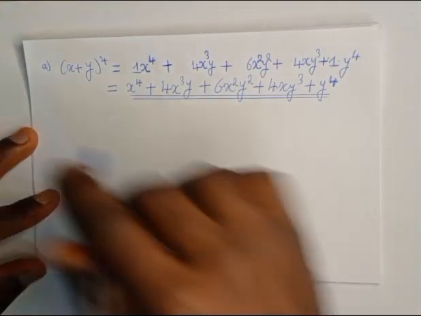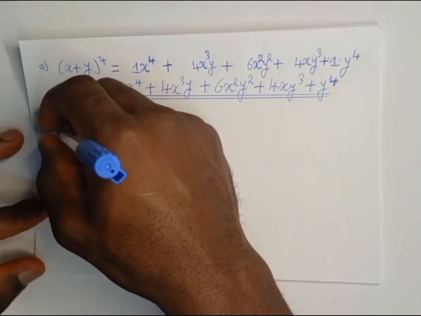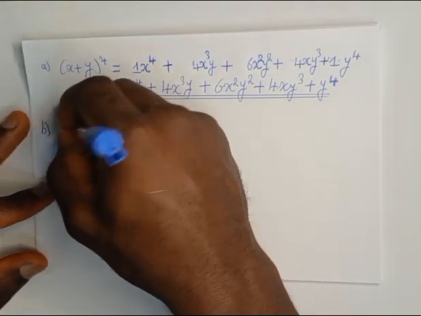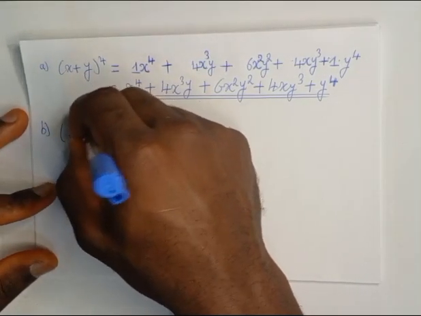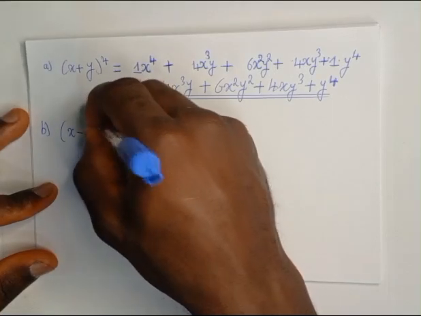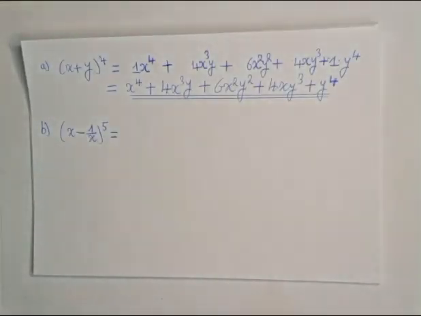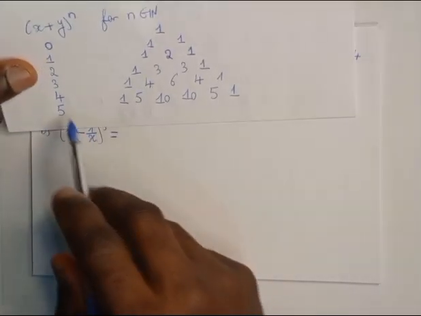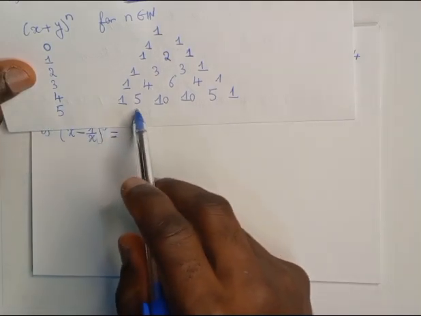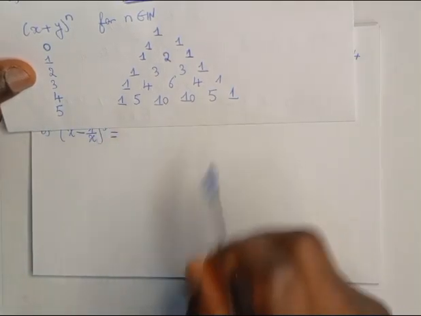Go now to question B. For B, we have the binomial x minus 1 over x, all this raised to the power 5. We get to expand this. It will simply be equal to, by making use of the Pascal triangle, the coefficients will be, when n is 5, we have 1, 5, 10, 10, 5, 1.